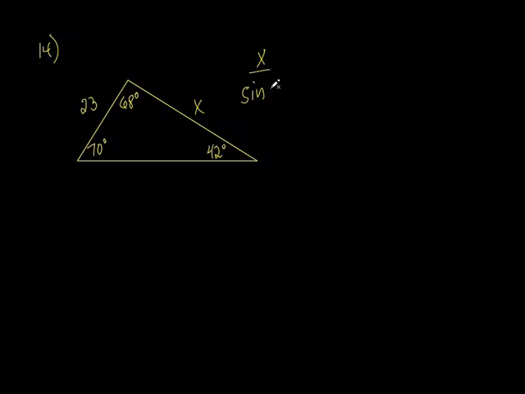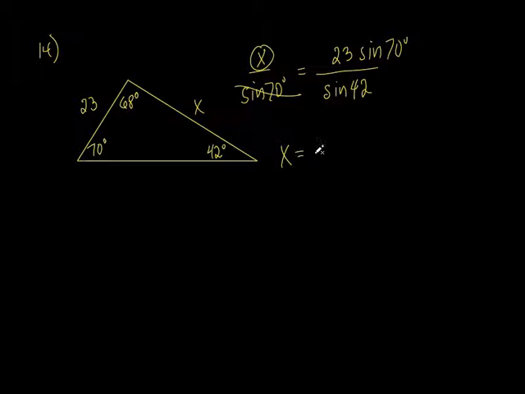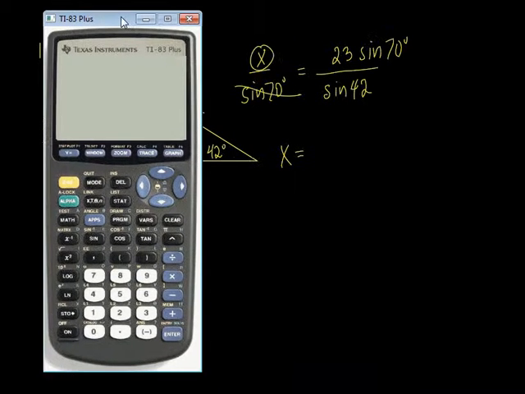I like to set it up like this. I don't know why. X over sine of 70, and then what? 23 over the sine of 42. You could cross multiply, but look, x is already on the top, so really one little step. All you got to do is get rid of this thing that's being divided. How do you get rid of something that's being divided? You multiply. So really, I just multiply by the sine of 70. See that? That goes. X equals. Plug all that stuff in your calculator. Let's see what that looks like. So it's 23 sine of 70 divided by sine of 42.